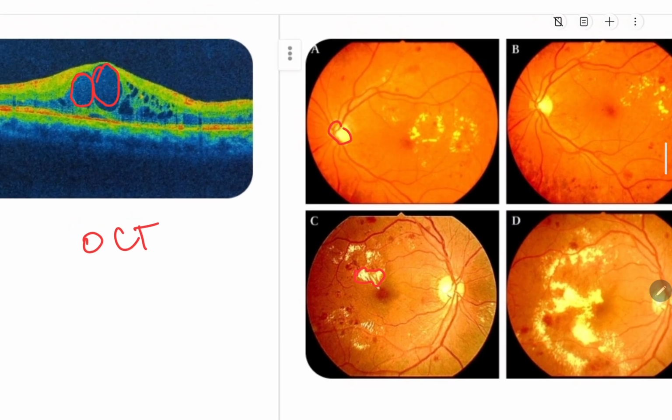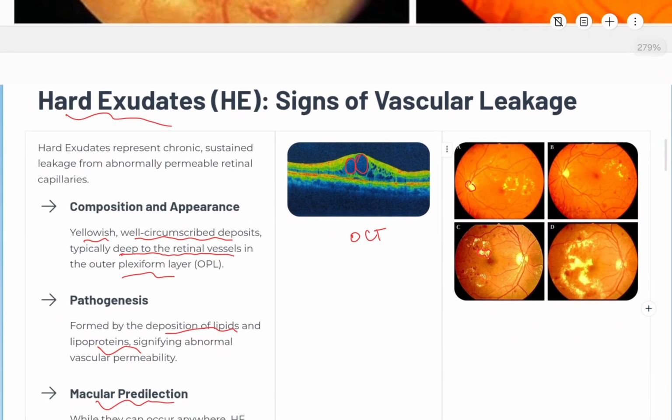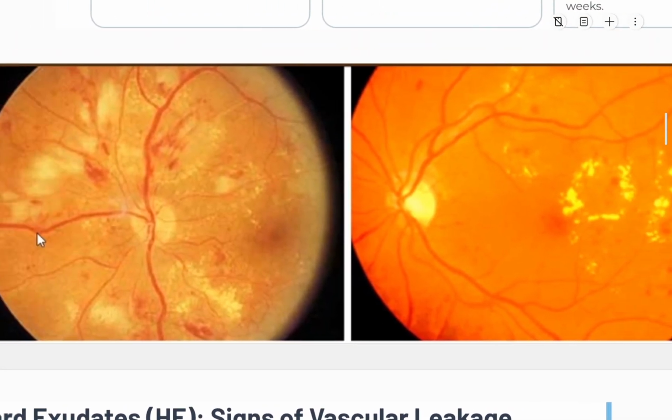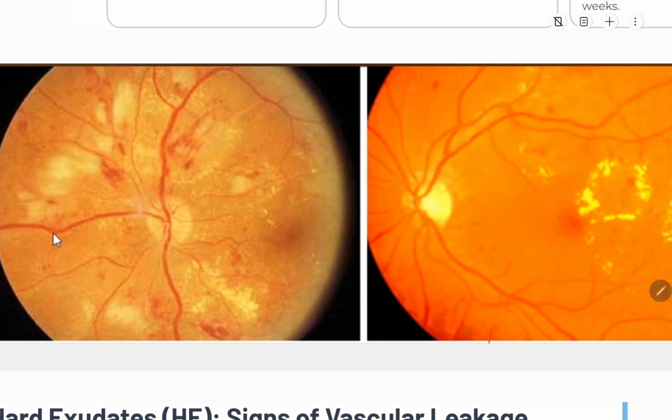Now there is a confusing thing, that is this hard exudate can be confused with the cotton wool spots. As you can see in these two pictures, if you compare both of them, this one is the hard exudate, and these are cotton wool spots. In the case of cotton wool spots, these are fluffy and they do not have distinct margins. In case of hard exudates, they have proper distinct margins and are more yellowish.